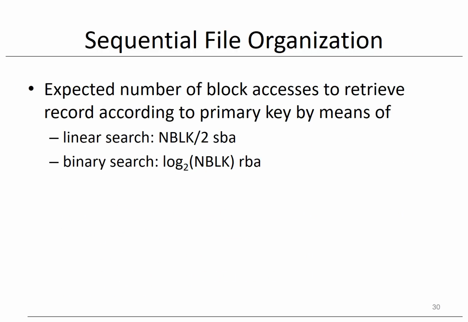The expected number of block accesses to retrieve a record according to its primary key in a sequential file of NBLK blocks by means of a linear search is still NBLK divided by 2 sequential block accesses. If, on the other hand, binary search is used, the expected number is logarithm base 2 of NBLK random block accesses, which is much more efficient for high values of NBLK.